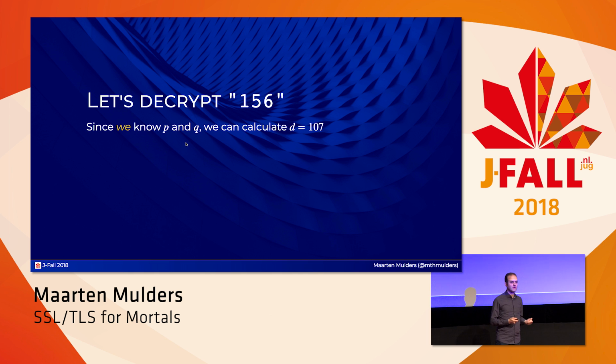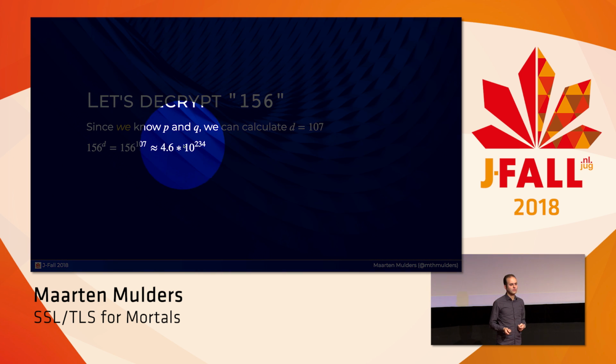156 is our encrypted message, and without knowing P and Q, the individual values, it will be, again, very hard to figure out what the original number was. But since we know P and Q because we hold the private key, we can derive D, which is 107, as we earlier saw, and we'll do a different equation. We'll calculate 156 to the power of D, which equals approximately 4 times 6 with 234 zeros. That's a rather big number.